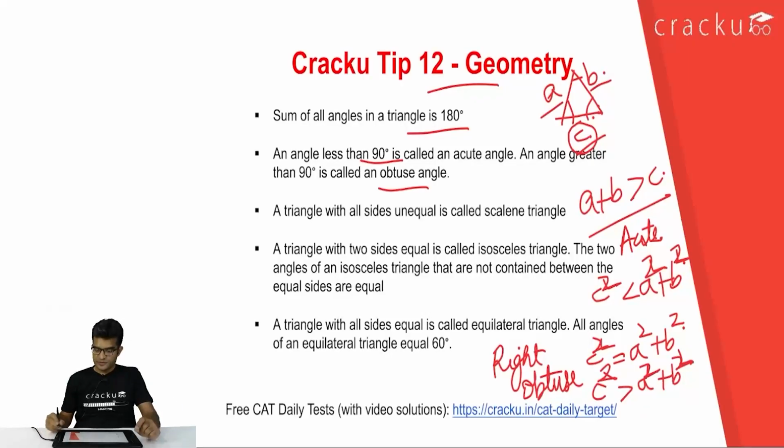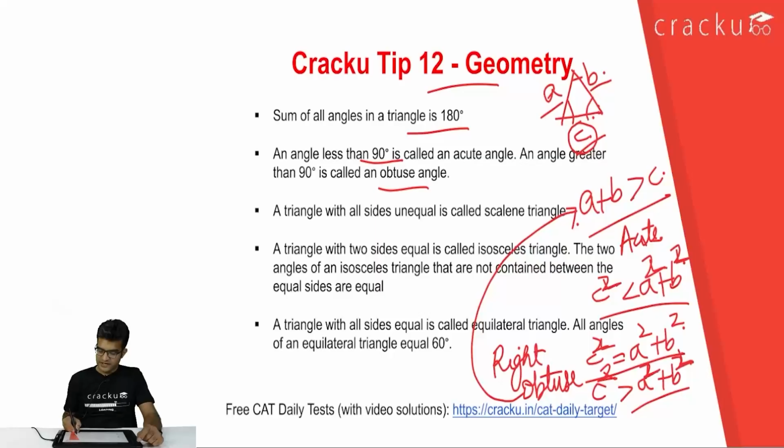Note that even in an obtuse angle triangle, the longest side C will be less than A plus B. But the square of C in an obtuse angle triangle will be greater than A square plus B square. In a right angle triangle, it will be equal. This is called the Pythagoras theorem. And in an acute angle triangle, it will be less. Now let us look at the next slide.